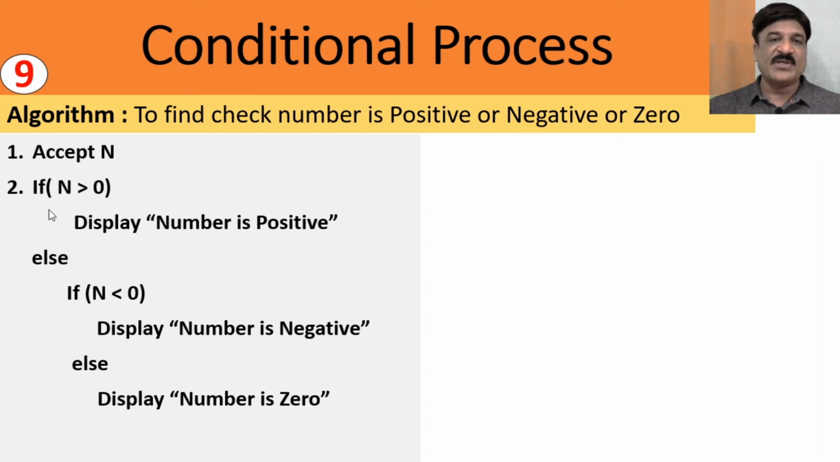You can also write first, if n is less than 0, the number is negative. Else, if n is equal to 0, then the number is what? 0, otherwise positive.